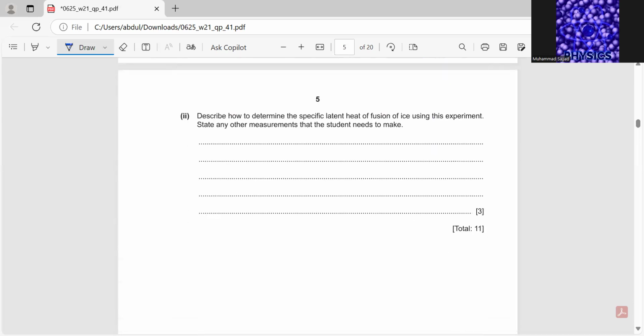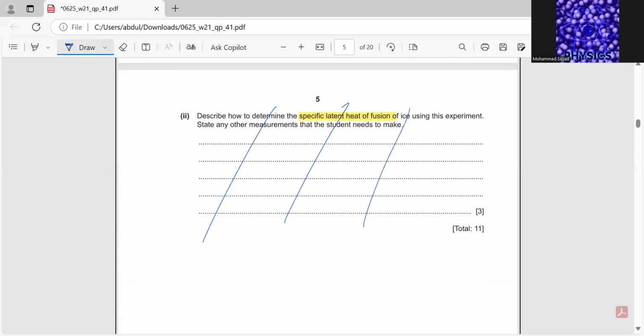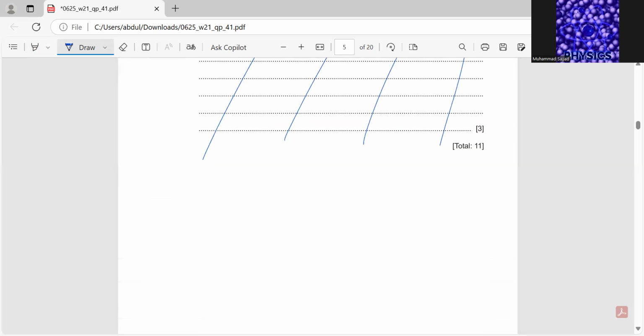Describe how to determine the specific latent heat of ice. And dear friends, it's not in the syllabus for us, removed from 2023 onwards. Let's move to the next question.